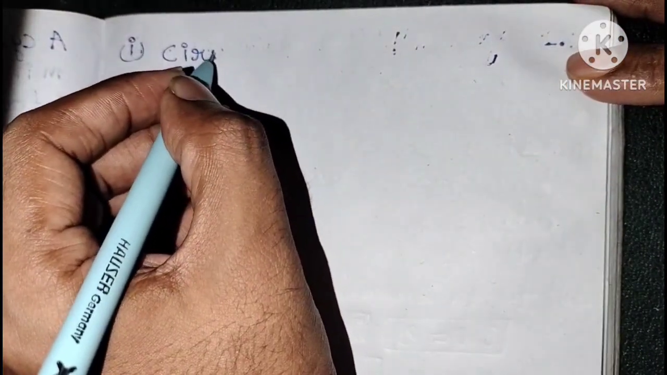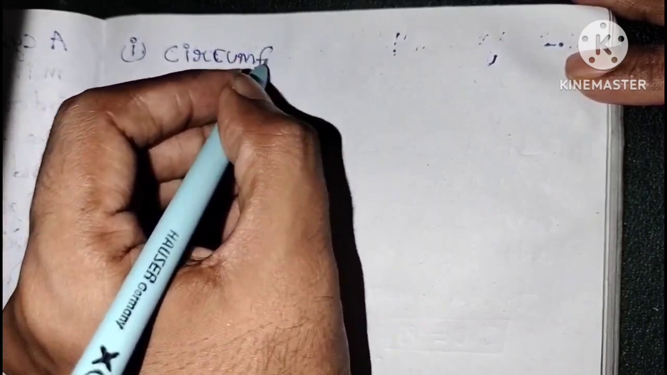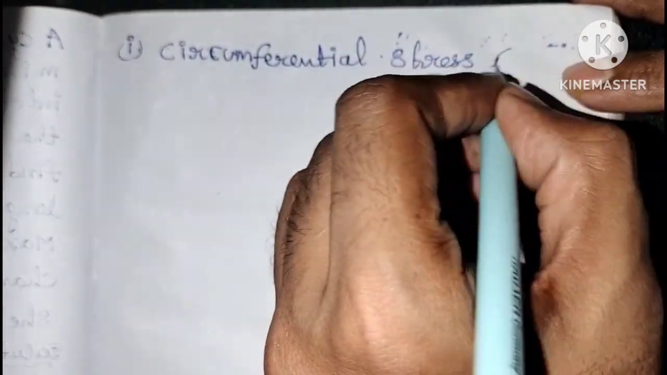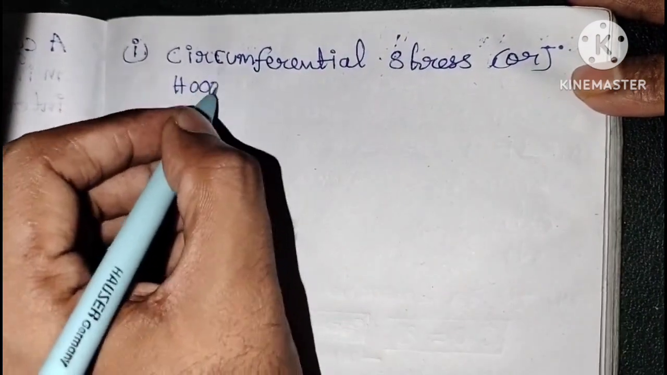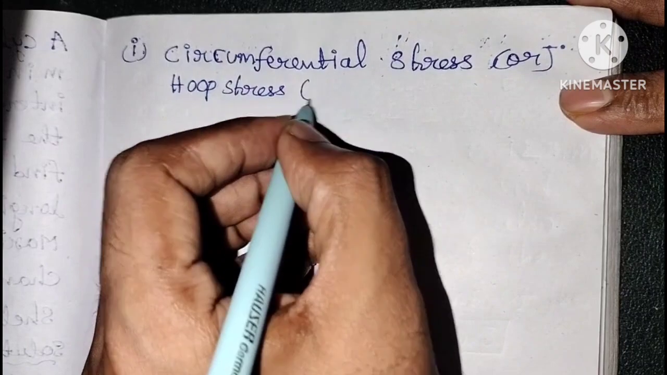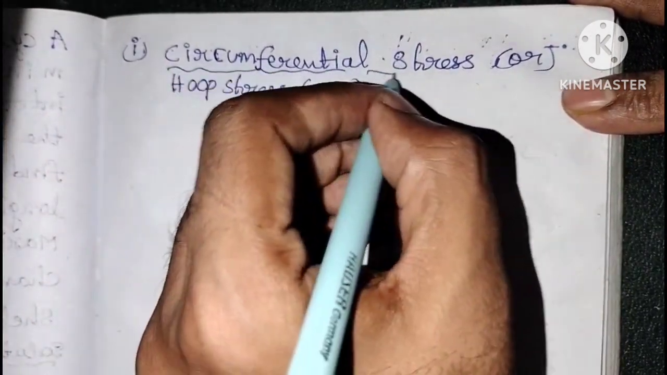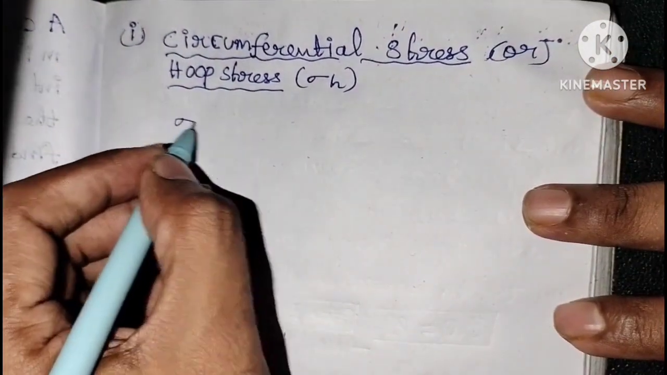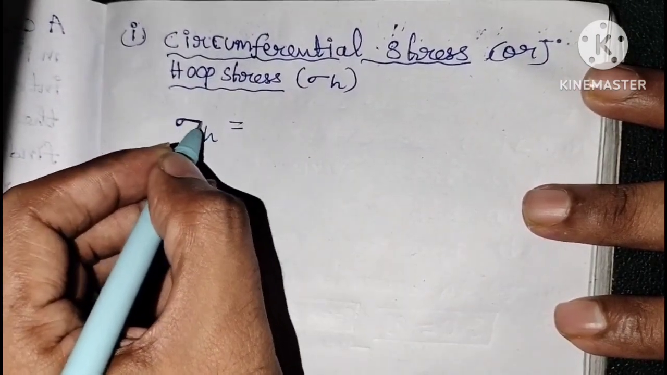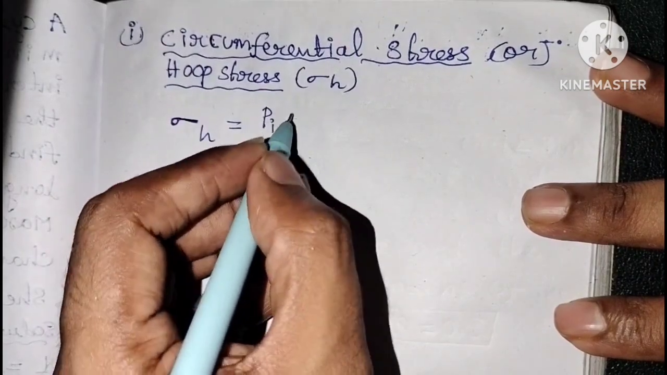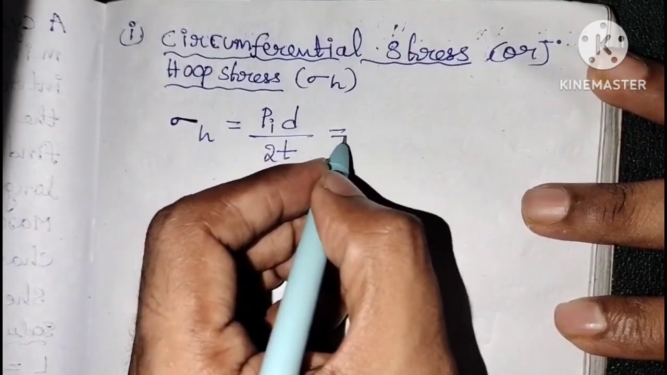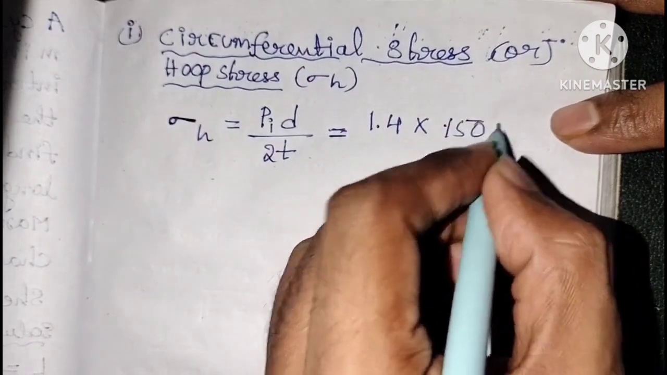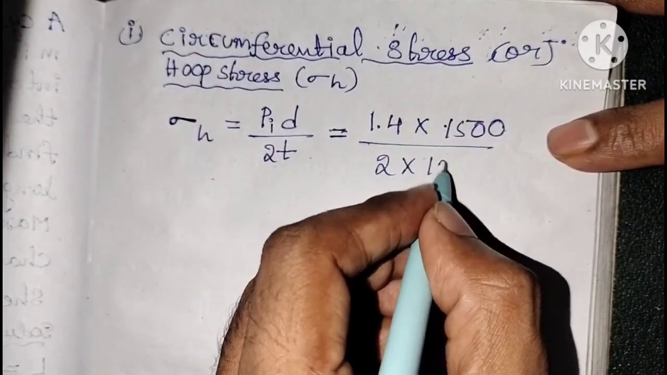So first, circumferential stress, also known as hoop stress. Circumferential stress or hoop stress is generally denoted by sigma h. In case of a thin cylinder, sigma h or sigma c is equal to Pi D by 2T. Here Pi means internal pressure. Here internal pressure is 1.4 newton per mm square, into diameter, here diameter is 1500 mm, by 2T, 2 into thickness of the shell, 12 mm.